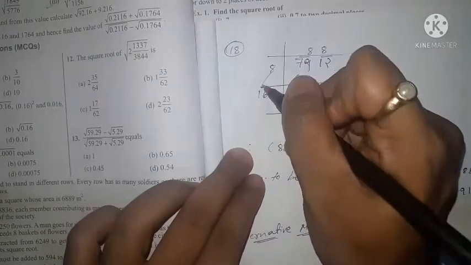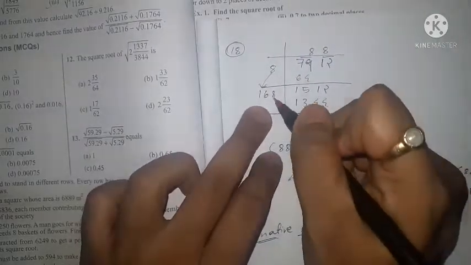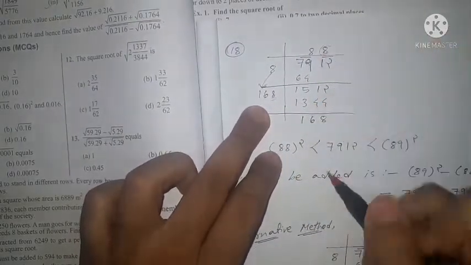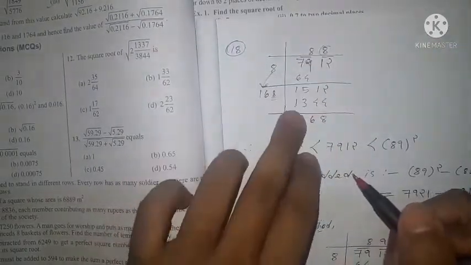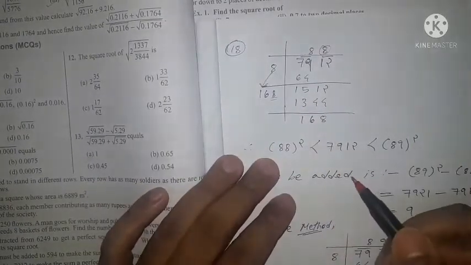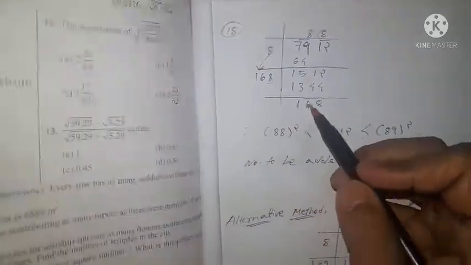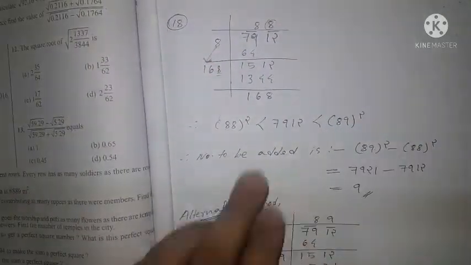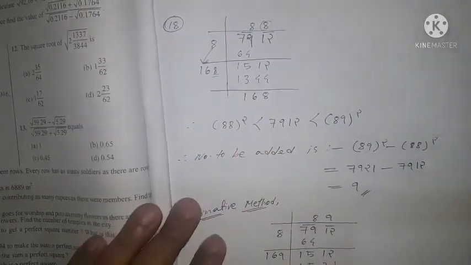So this 8 is doubled, it becomes 16. Whatever we take there, the same number we must take here. Therefore 168 into 8 is 1344. This is 168. That means this is the remainder, that is 168.